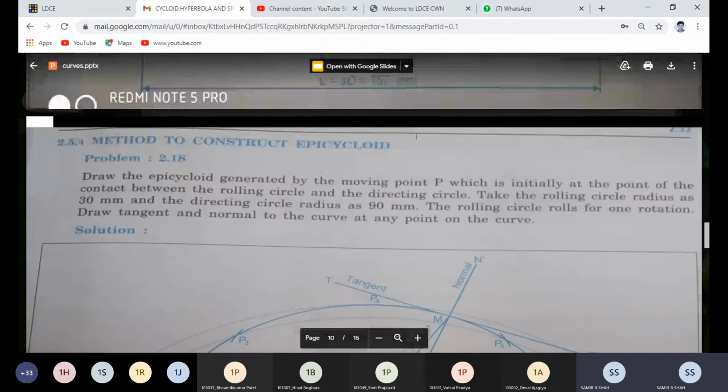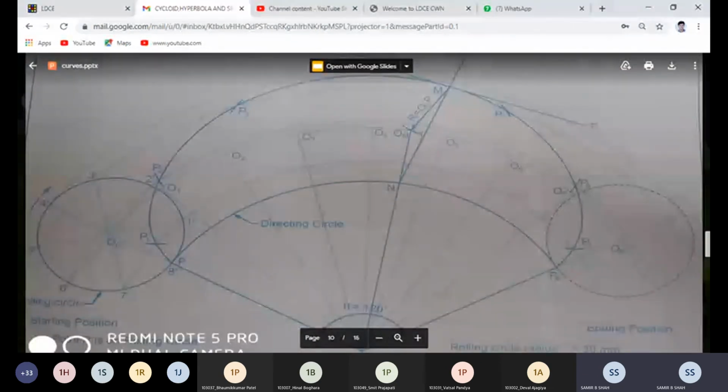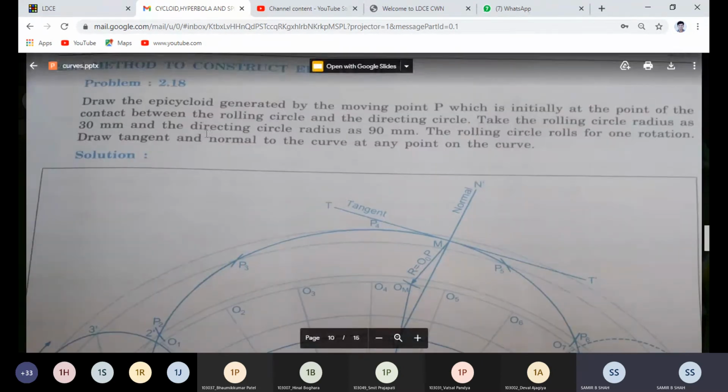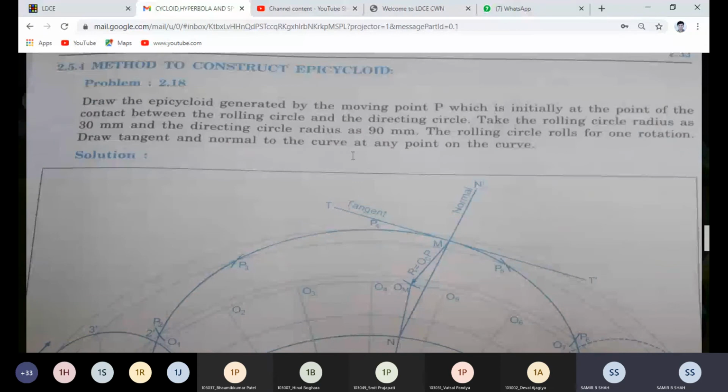Very easy, but you have to remember the equation: small r divided by capital R into 360, where small r is the radius of the rolling circle and capital R is the radius of the directing circle. Now, as per the data, draw the tangent and normal to the curve at any point. So we just draw the tangent and normal.